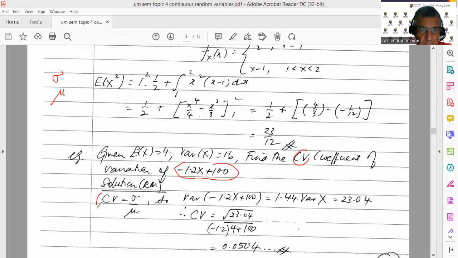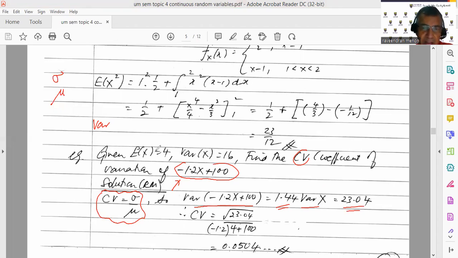So the formula for your coefficient of variation is this thing here, right? So be careful, we are looking for the coefficient of variation of this function here, g(x). So the variance of, it's written here, so let me just follow the solution. The variance of this is what? Good. Remember the formula, a squared variance of x. So 1.2 squared, 1.44, times the variance of x, 16. Okay, 1.44 times 16, you will get this.